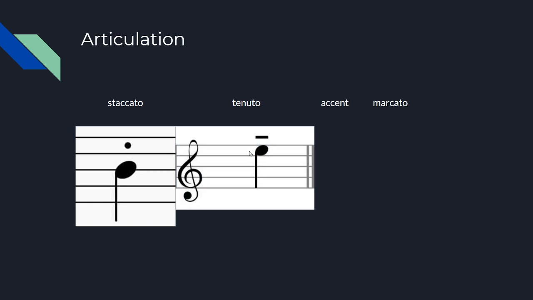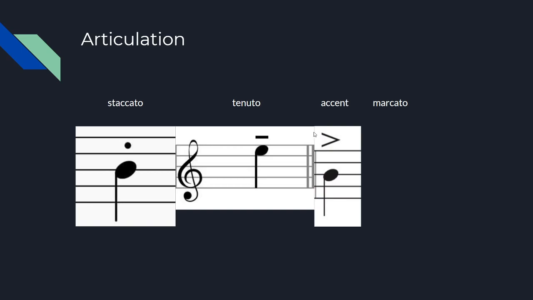Tenuto means sustained, so therefore you would play the note for its full value. Here, this is a quarter note, so it would be played for an entire beat. Next are accents. Accents look like that. They look like a sideways V, and this denotes that you must play it loud, louder than the notes accompanying it.